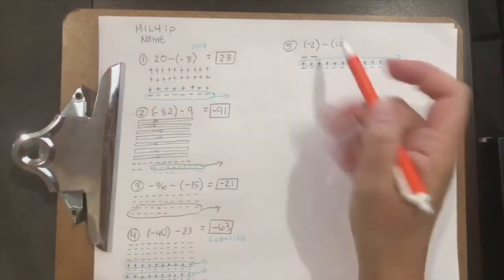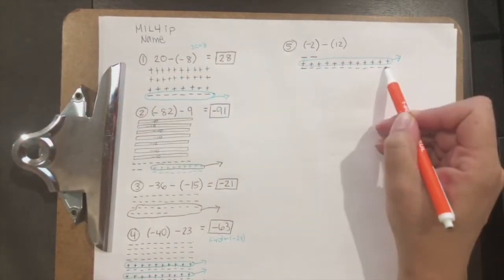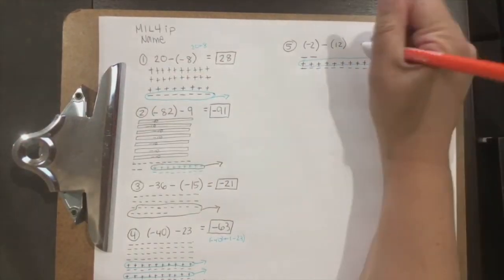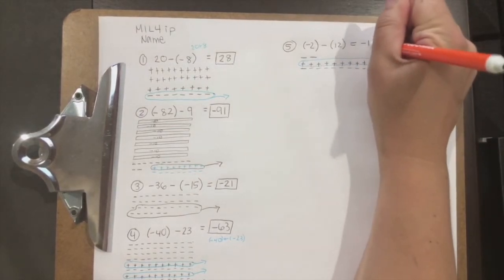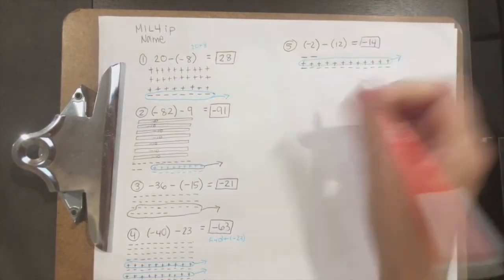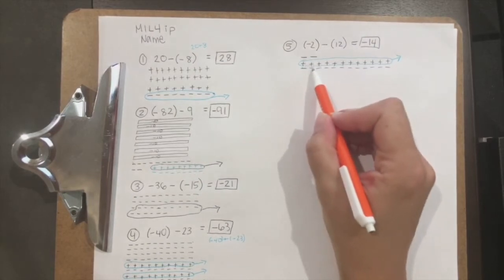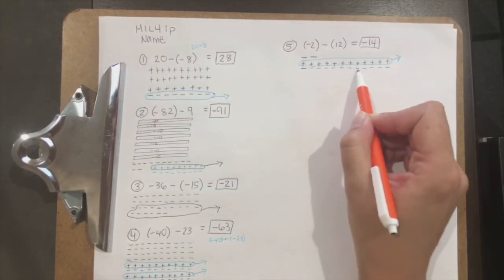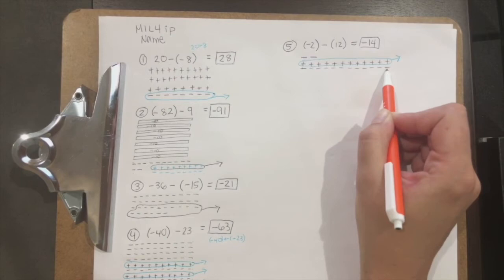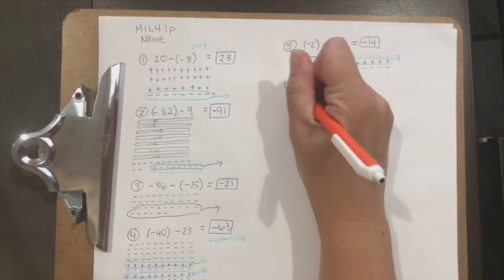Take away. So now I have 2 and 12 negatives. So that's negative 14. And I can double check by adding them. So 1, 2, 3, 4, 5, 6, 7, 8, 9, 10, 11, 12, 13, 14. Number 6.